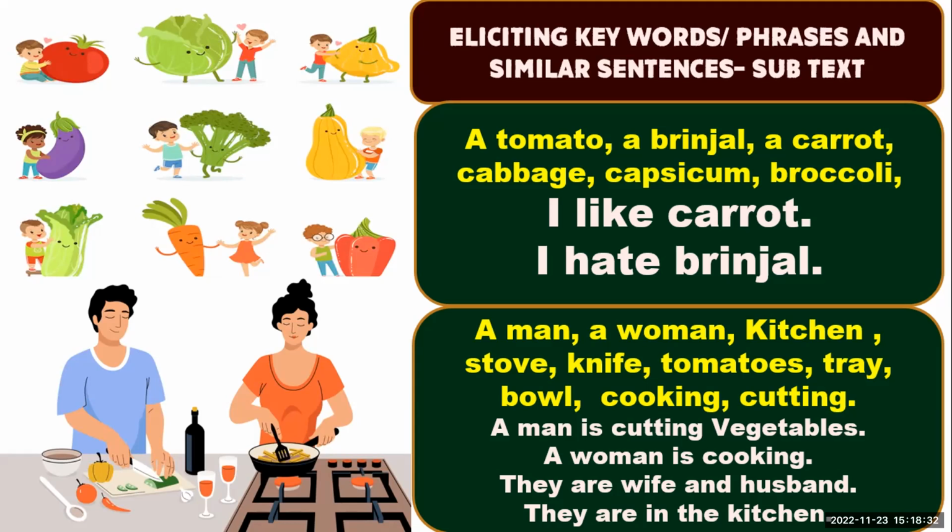And now, if you look at the picture in the previous video, the children were saying some of the vegetables, like a tomato, a brinjal, right? And then some sentences like I like carrot, but I hate brinjal. And then we started saying like, the woman is cutting, the man is cutting, the woman is cooking, like that, their wife and husband. And all this, we can prepare the sentences and write on the green board. And now observe what we have done during this process.